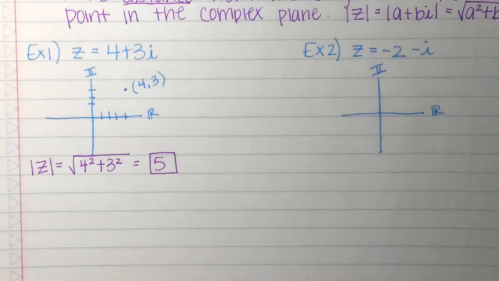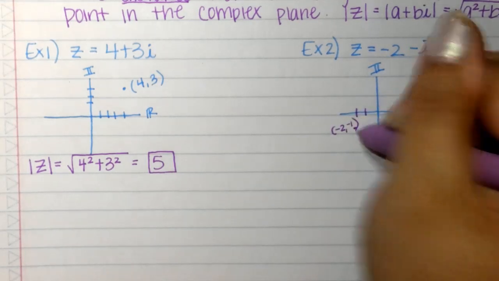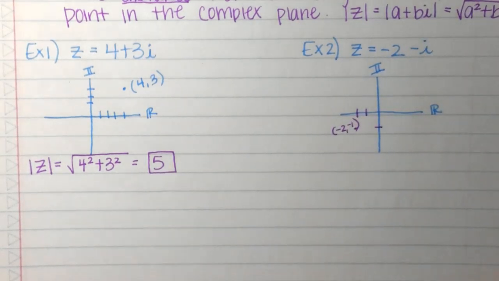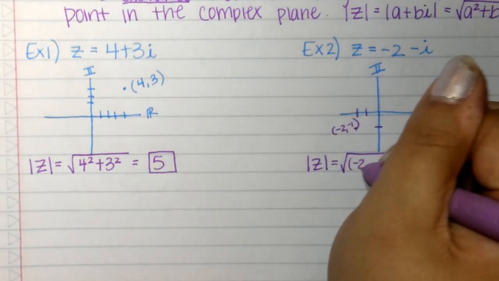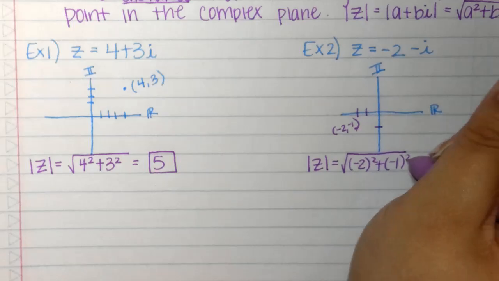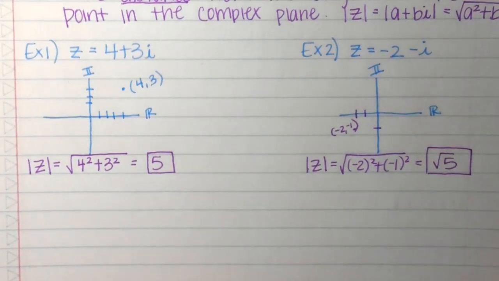What'd y'all get for a, b? Negative 2, negative 1. Do y'all agree with that? And the modulus is the square root of 5. Why is it not plus or minus square root of 5? Because it's a distance. Yep. That makes sense?